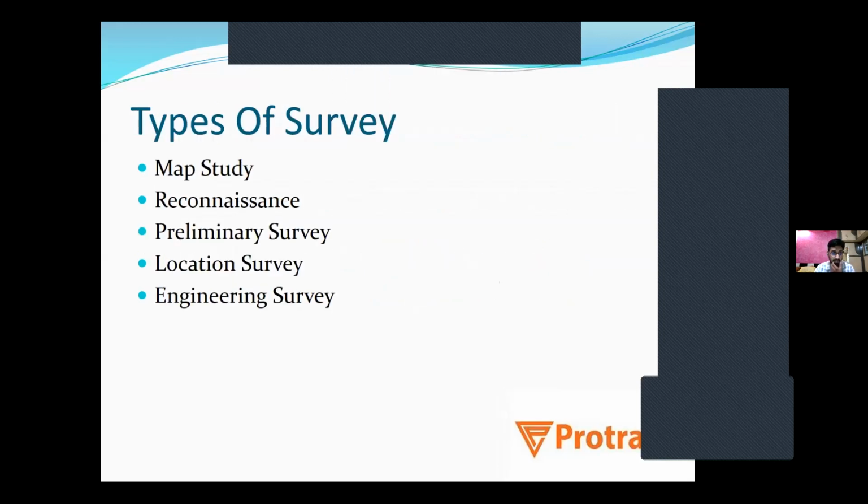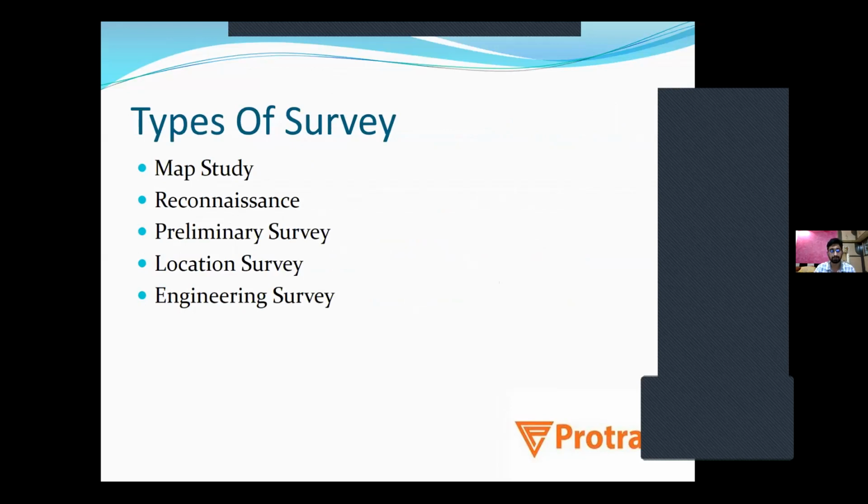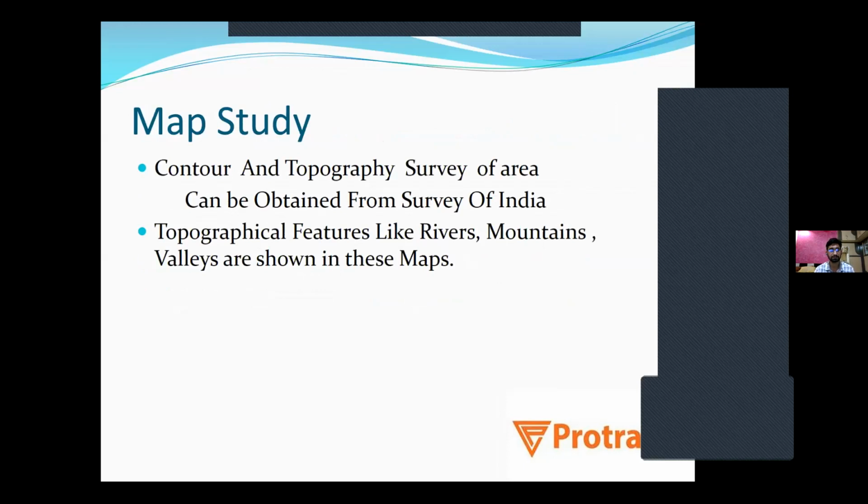So first of all, we will see what types of surveys are executed in the detailed project report. There are map study, reconnaissance, preliminary survey, and location survey. First of all, map study. In this map study, the Survey of India, which is a department of the Government of India, provides contour and topography maps, from which various maps and topographical details are obtained. Topographical features like rivers, mountains and valleys are shown in this map to finalize the RLs and the alignment of the road.